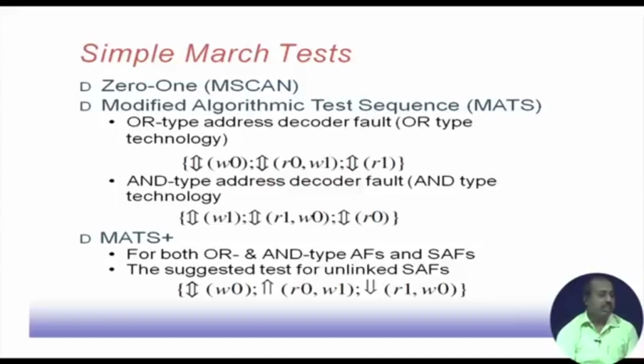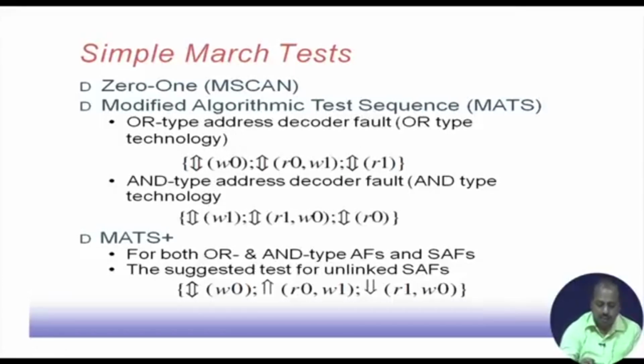Now, simple tests, like the 0 1 that we have already discussed, the M-scan algorithm. There are some modified arithmetic test sequences, or MATS in short form. It can detect address decoder faults. How? Say this can detect OR type address decoder faults, meaning for technologies where the result is OR type.